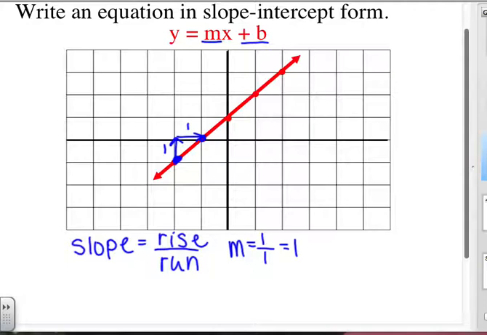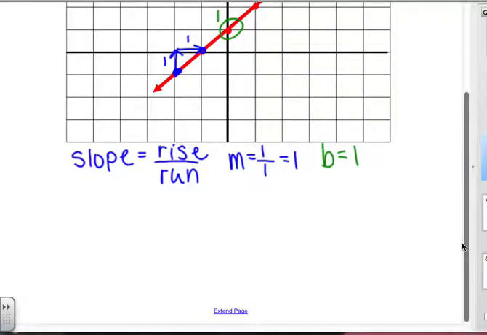Awesome. Well, how about b? How about the y-intercept? Where does this line cross the y-axis? Bingo, right there. What is the value of y at that point? 1. A whole lot of 1s in this. So the y-intercept is 1. So now I've got everything I need to write the equation. y equals, what was my slope? 1x plus 1, because that's my y-intercept.